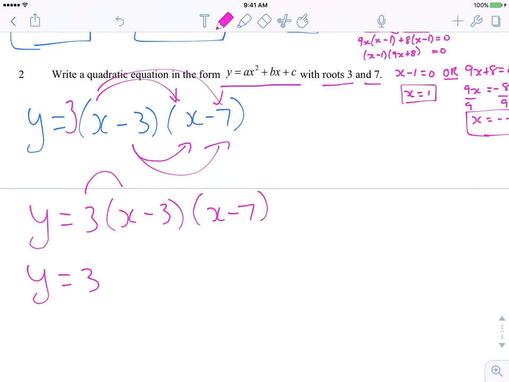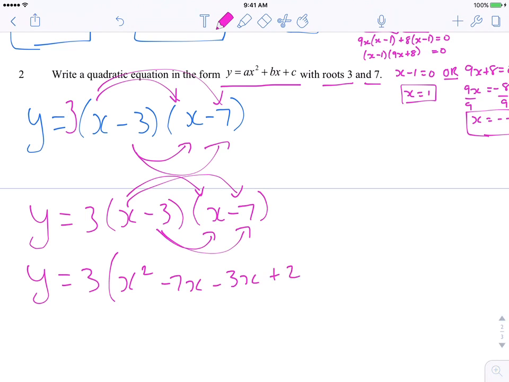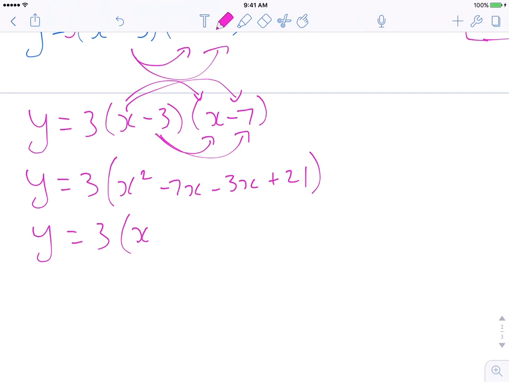So here's what I'd like to do. Let's just leave it alone, and we're going to FOIL: x times x is x squared, x times negative 7 is negative 7x, negative 3 times x is negative 3x, and negative 3 times negative 7 is positive 21. Then we simplify what's in the brackets. We have x squared, and negative 7x minus 3x is negative 10x, and the positive 21 has no other like terms, so it stays as a constant.